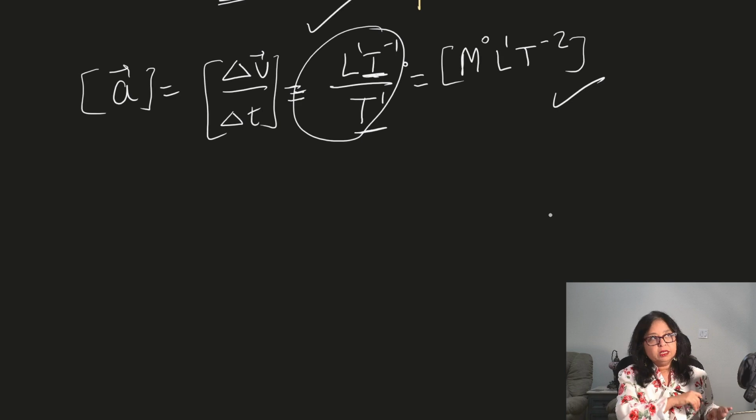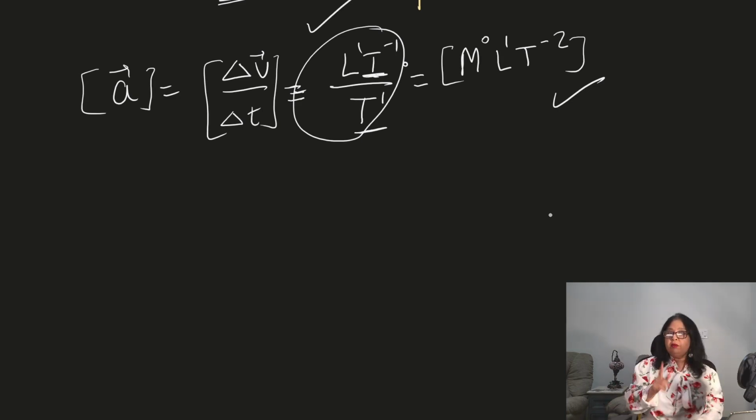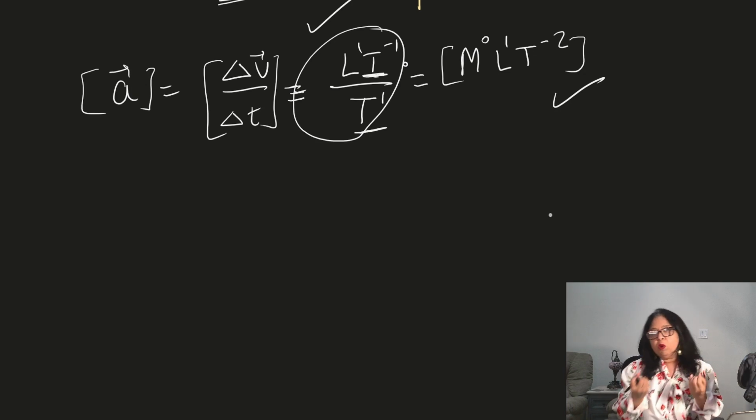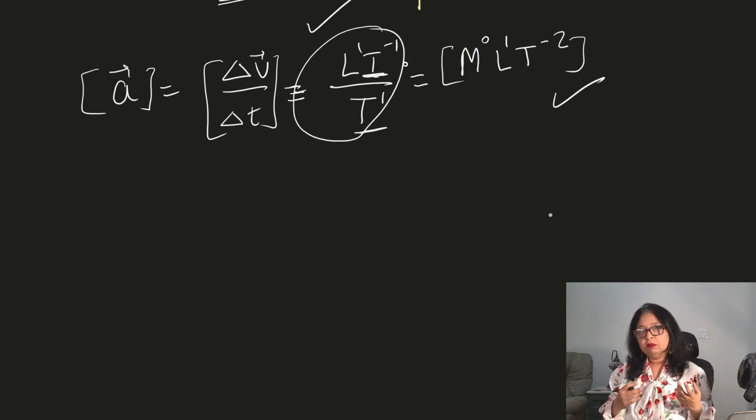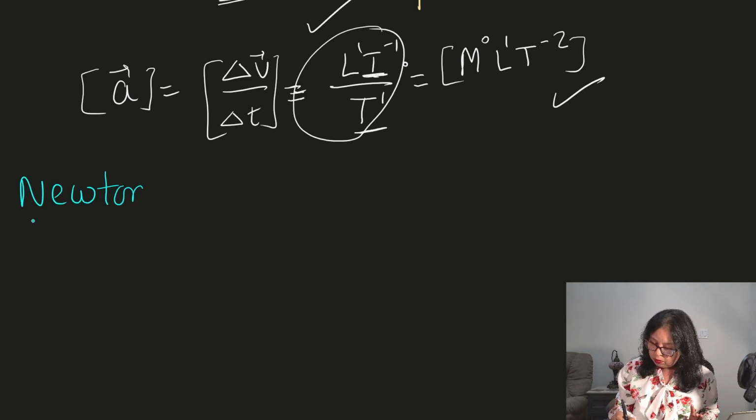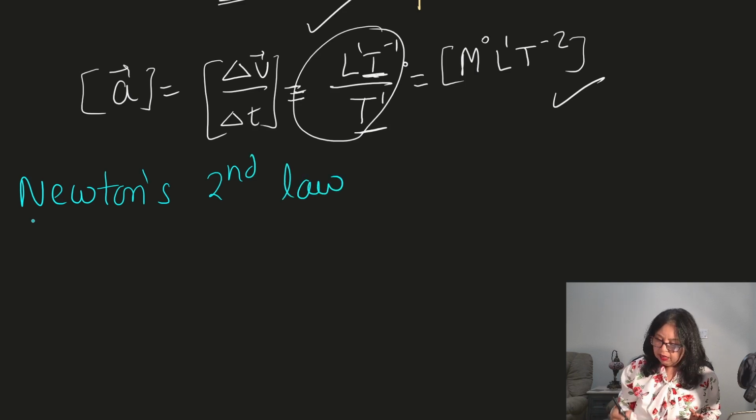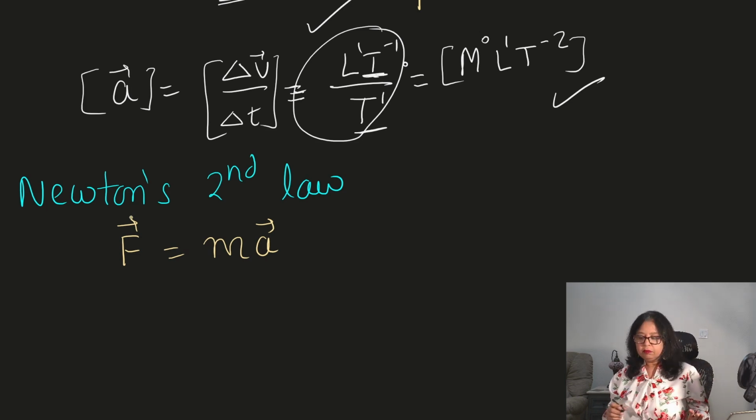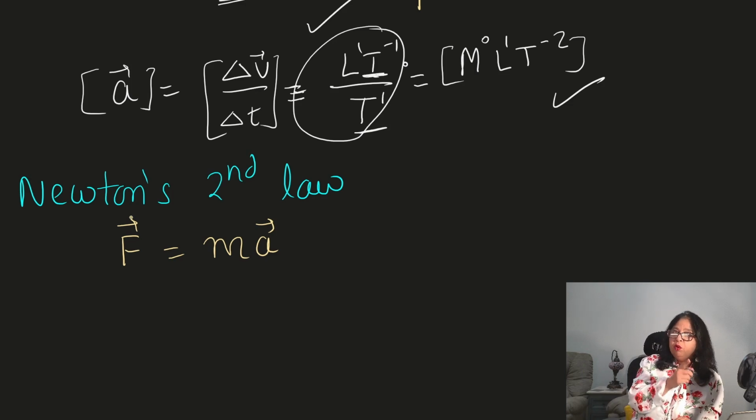Got it for acceleration? The next logical step after acceleration will be a physical quantity that uses acceleration, right? So according to Newton's second law, what is Newton's second law? It says force F equals mass times acceleration. Okay? Force equals mass times acceleration. Find out the dimensional formula for force. I misspoke.